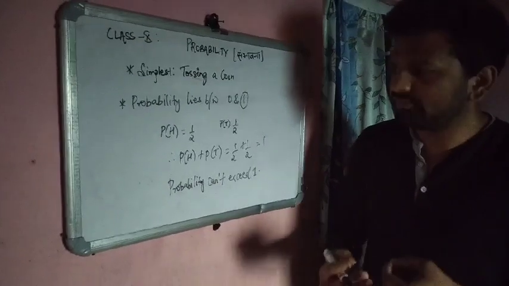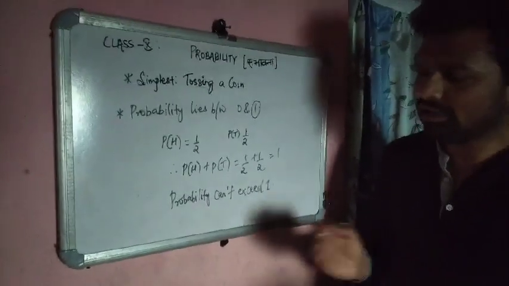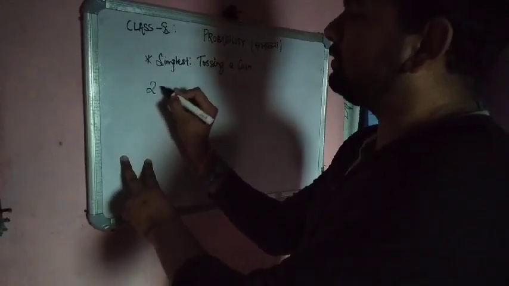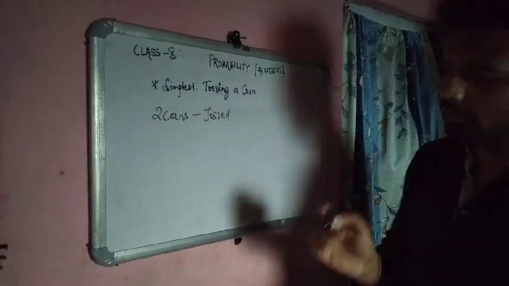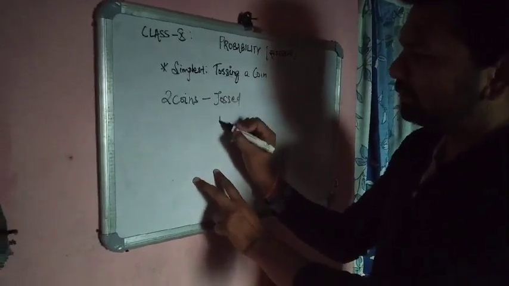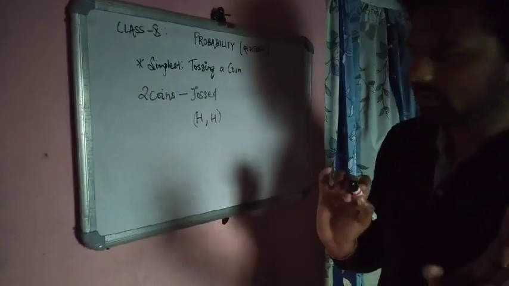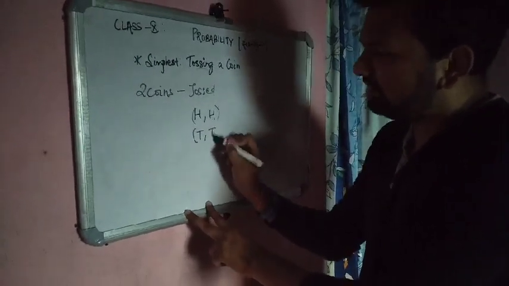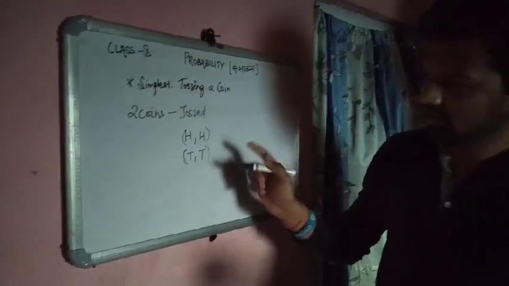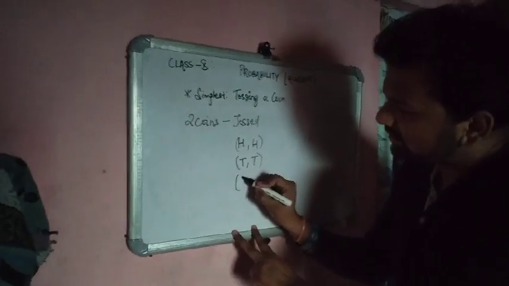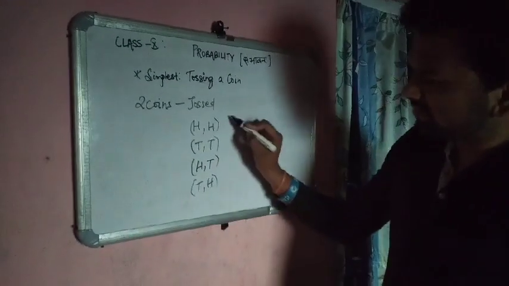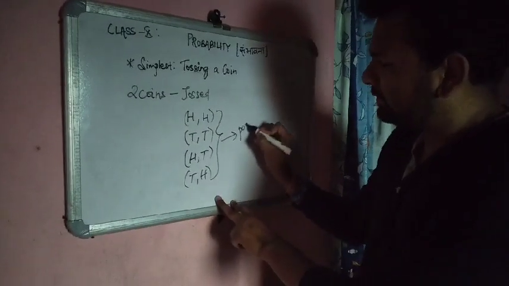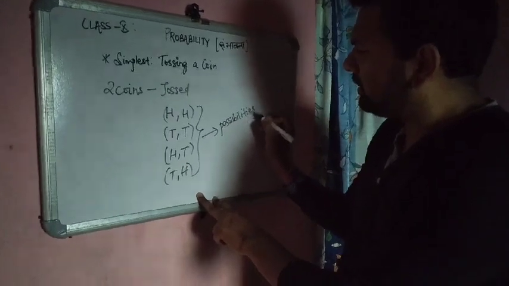Now let me go into a bit of further detail so that you understand it better. Suppose two coins are tossed. What are the probable outcomes? You may get head or you may get tail. We are tossing two coins together, so you may get head, head, or in the first coin head and in the second coin tail, or in the first coin tail and in the second coin head, or tail, tail. So these are the possibilities when we are tossing two coins.